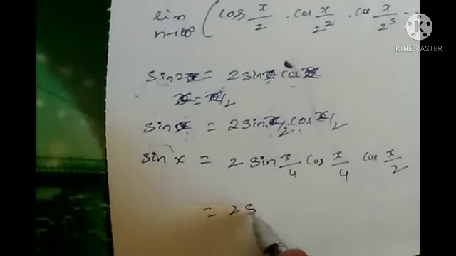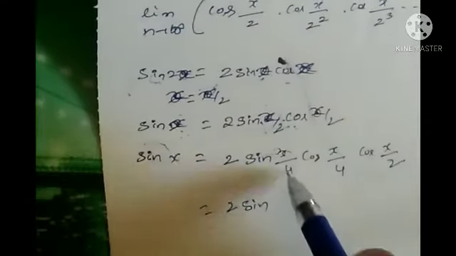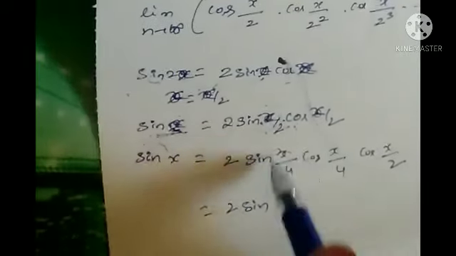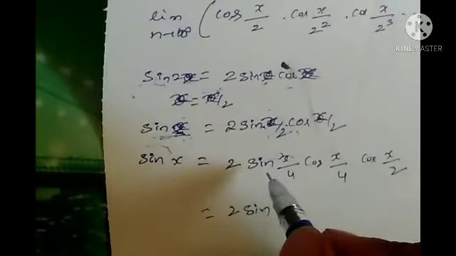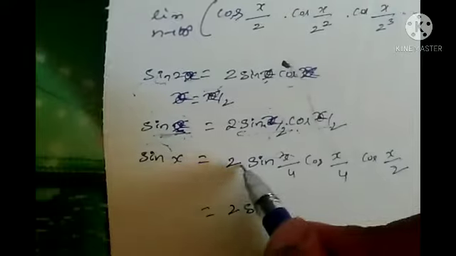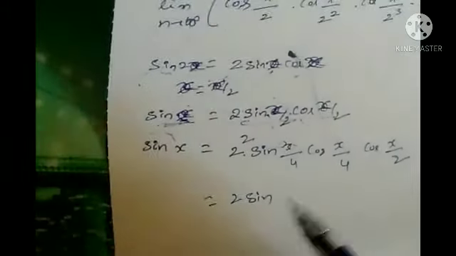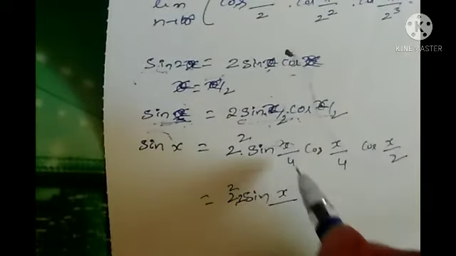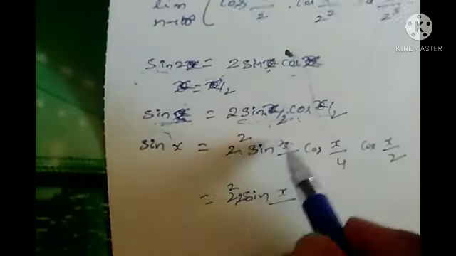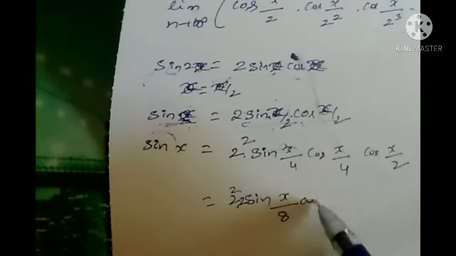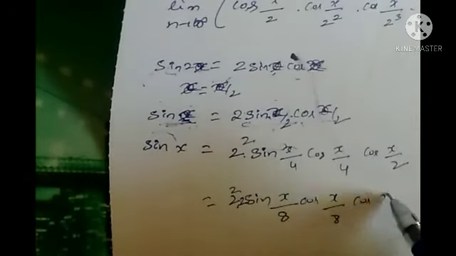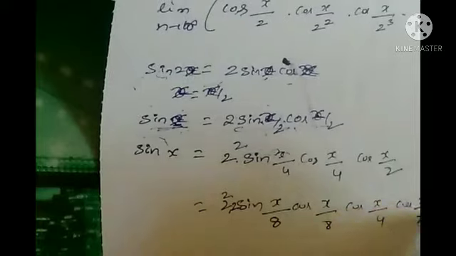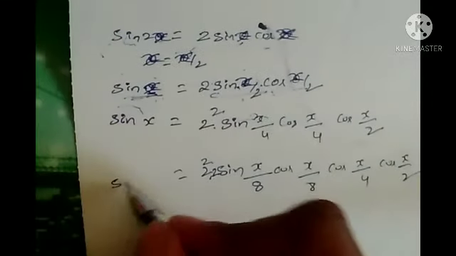Again we take 2 sin, in place of x we take x by 4. We substitute the formula of sin x by 4 here. We get 2 square here, again 2 and sin x by 4 square, which gives sin x by 8 and cos x by 8, and cos x by 4 and cos x by 2. Yes or no? That is sin x.